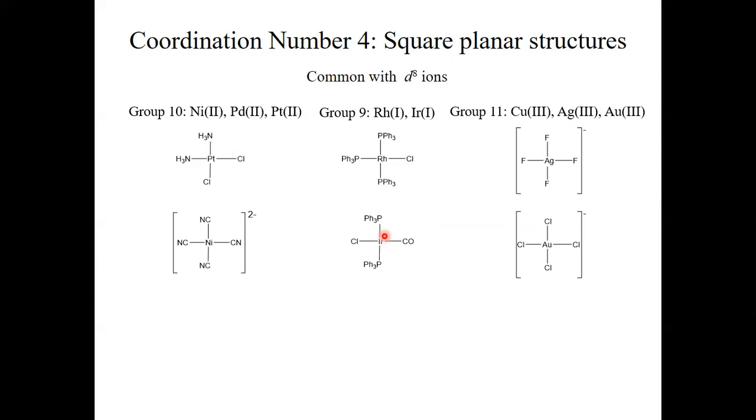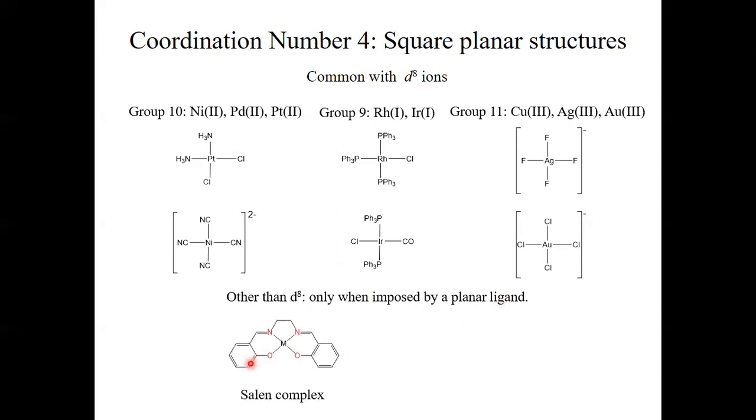Okay. Now we have discussed the square planar structures, whereby I should say, and I forgot that, there are other possibilities for square planar structures when we do not have a d8 ion, but we only observe this when the ligand imposes the planar structure. For instance, the so-called salen ligand imposes a square planar structure because it is a tetradentate ligand in which the donor atoms are arranged in a planar fashion due to the structure of the ligand.